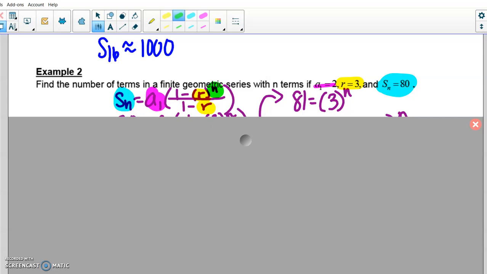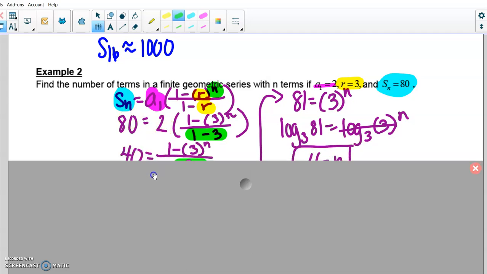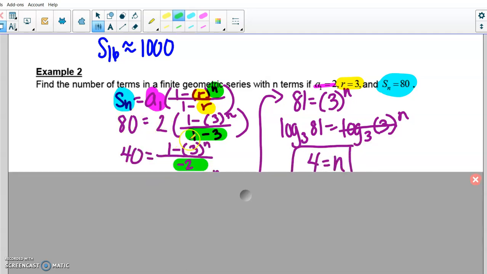So step 1 would be to write down your formula, plug in everything you know. So when we plug in everything we know, it looks like this. So 80 equals 2 times 1 minus 3 to the n power, all over 1 minus 3. First thing you're going to want to do is divide by this 2 out front. So whatever number it is when you do a problem, that would be my first step. I would do 80 divided by 2, which is 40. At that point, you can also simplify the denominator.